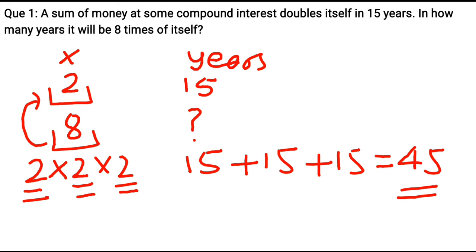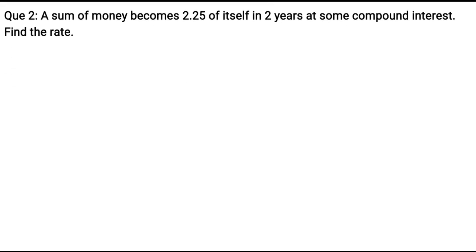Okay, keep in mind that we write a multiply sign here but a plus sign here. This is what you have to keep in mind. It becomes 2 times in 15 years, another 2 times in another 15 years, but we will multiply here and here we will add, and this is an amazing technique to solve this question. This is the answer.